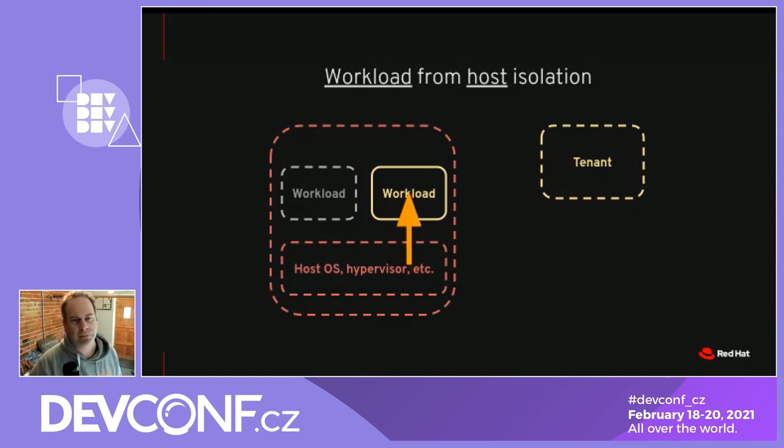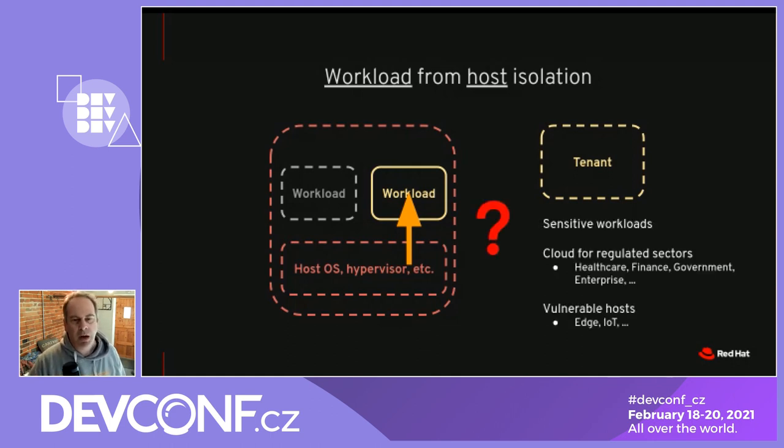But there's a third type, and that is workload from host isolation. What if you do not fully trust the host? What if the host might itself be malicious, or you're worried about compromise? How can you stop your workload from being interfered with by the host? Stop the host peeking inside it, looking at your confidential data, even changing that data. The problem is, at the moment, with standard virtualization techniques, you can't. Standard hypervisors and standard container models don't allow this, because the way they work is that the host is in charge of mapping memory pages to the workload, and it can look in.